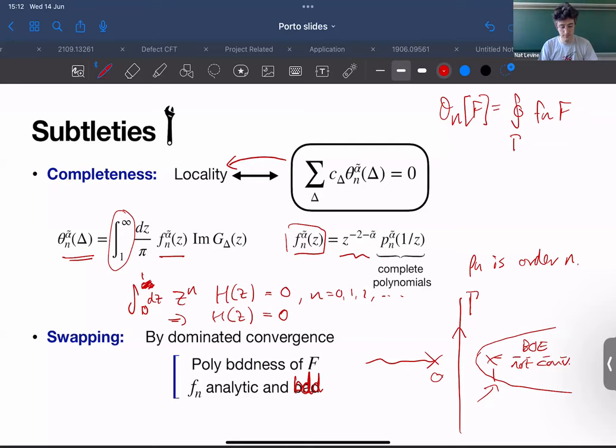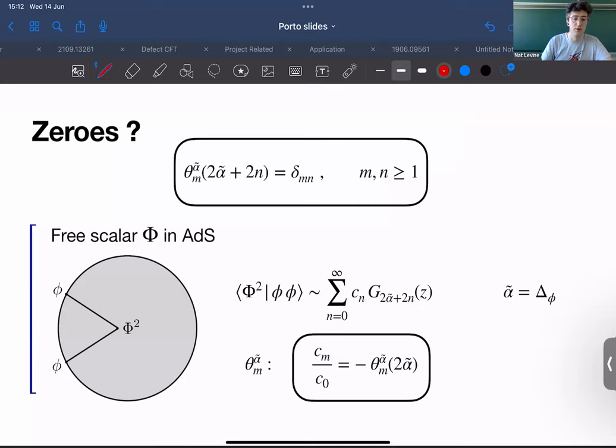So I said that we like these particular functionals which come from the local block expansion because they have some nice properties. And so the main nice property, other than this analyticity and boundedness, is that their zeros are in nice places.